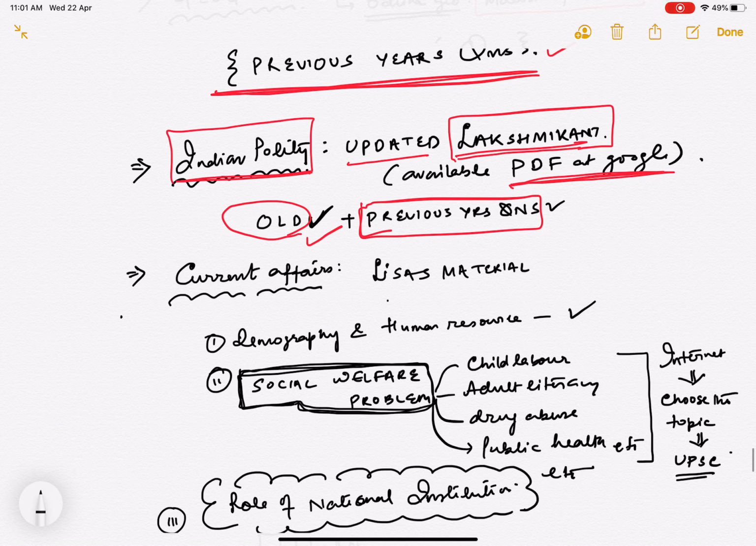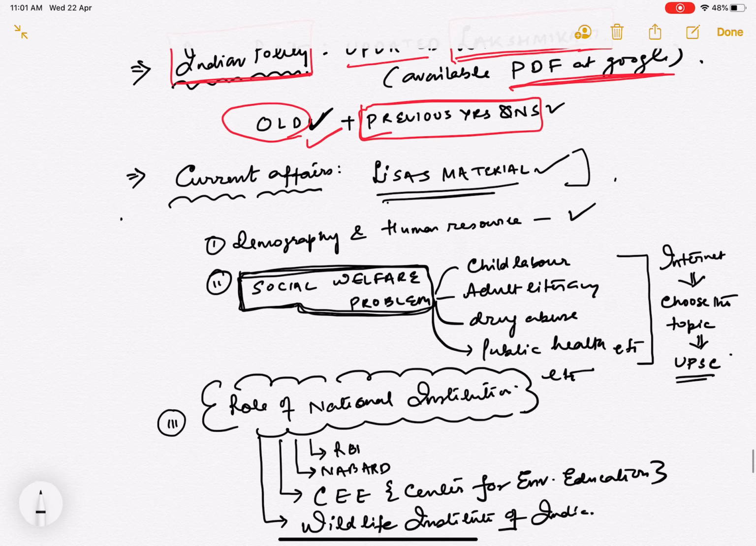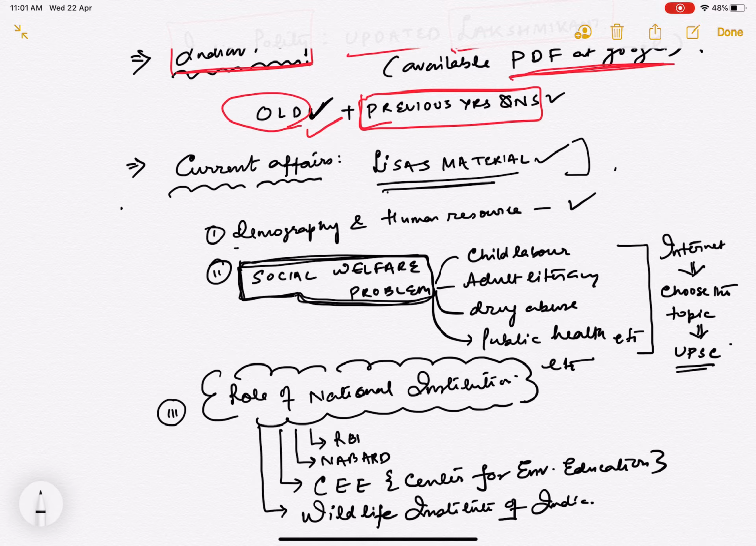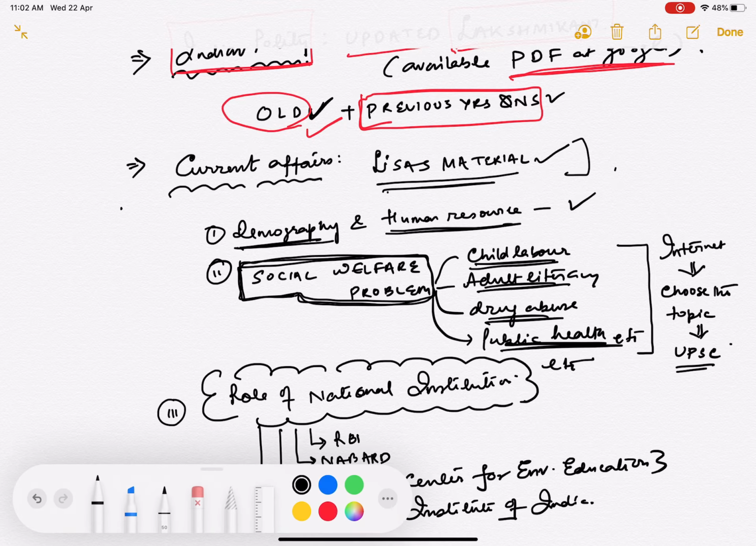Next, with respect to current affairs, Lisa's material has been providing current affairs material, but at present, since the lockdown is there, you would have difficulty accessing these materials. In this context, what I would suggest is that please go through the syllabus thoroughly. Now, most of you depend upon me for going through the syllabus, but I would request you to specifically go through the syllabus yourself. Note down each topic.